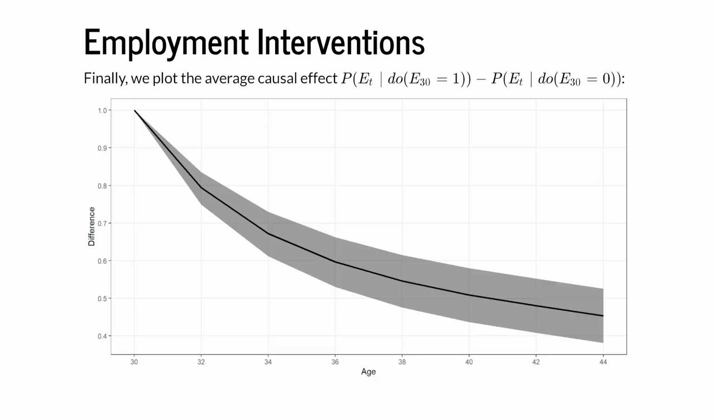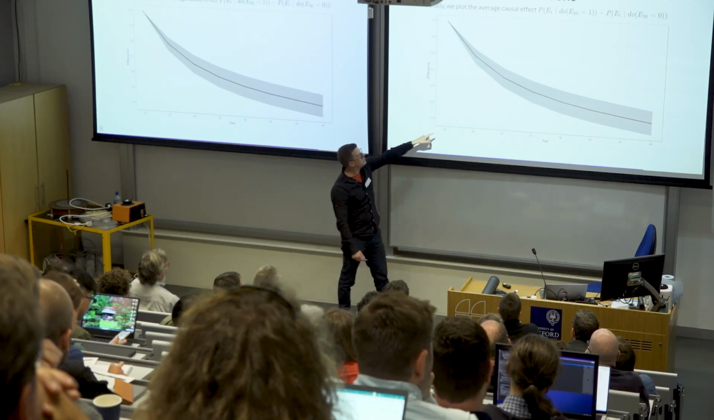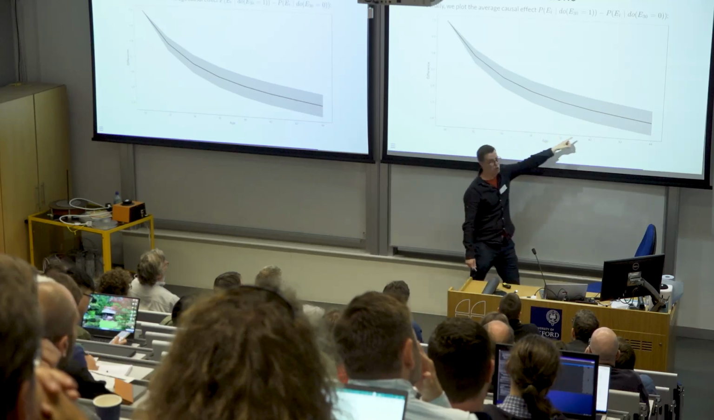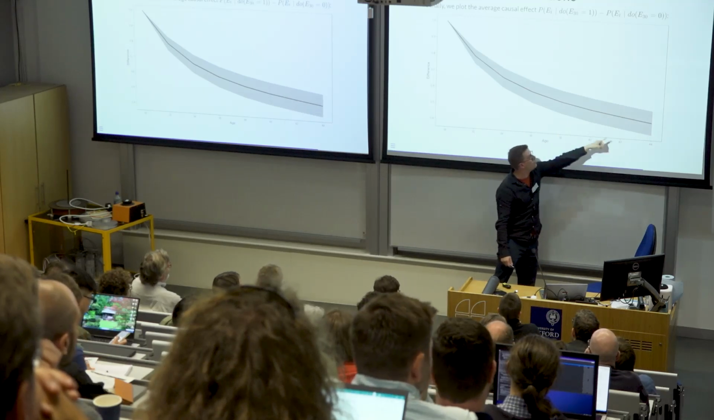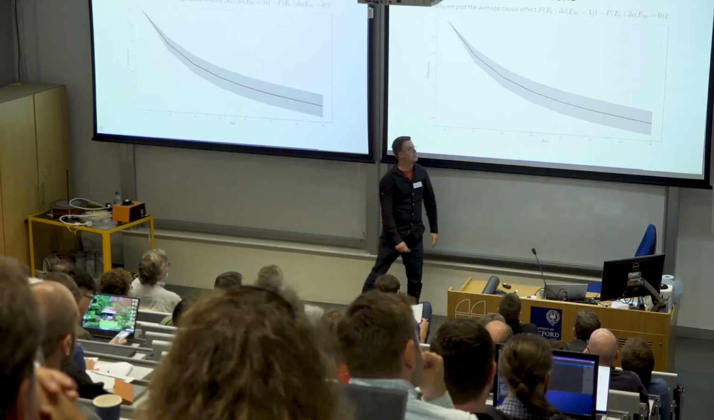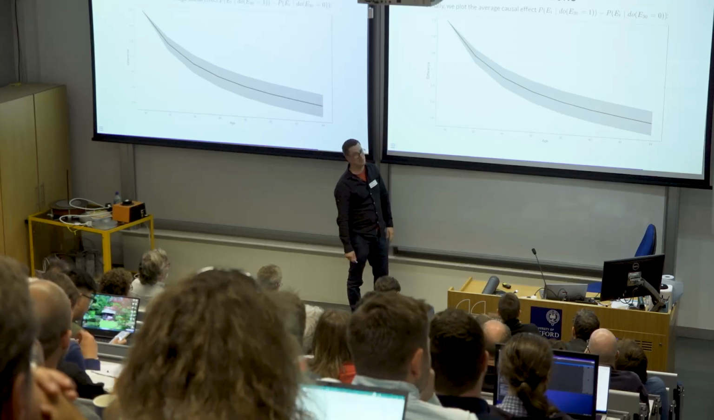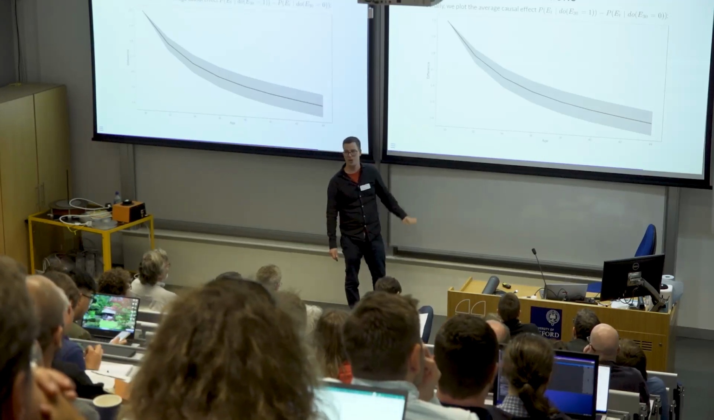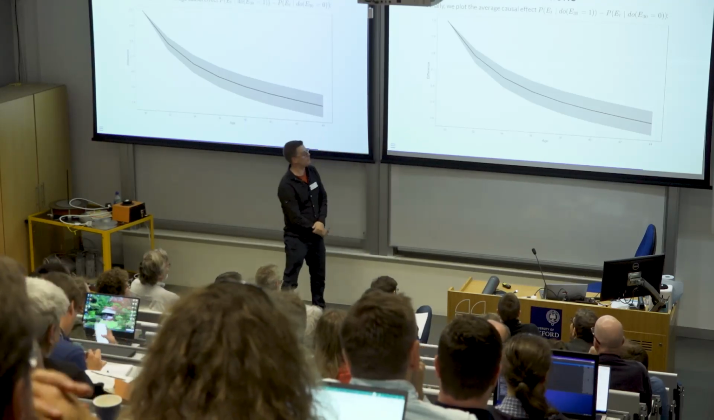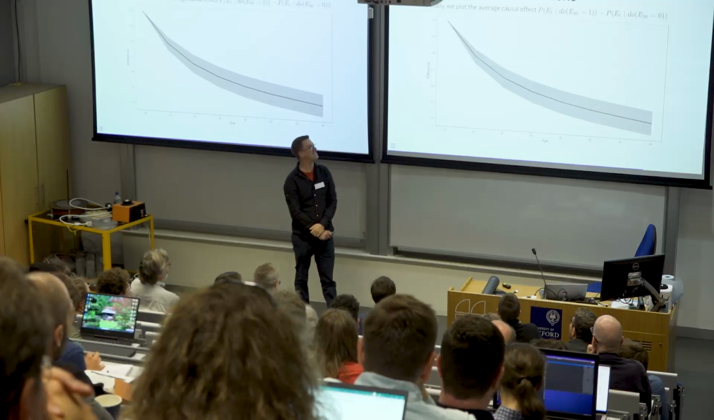The effect of being a full-time employee at age 30 still has an effect on the future employment probabilities at age 44, although it decreases over time. But you shouldn't trust this too much, because the graph was way too simple and the data was too simple. Anyway, thanks.